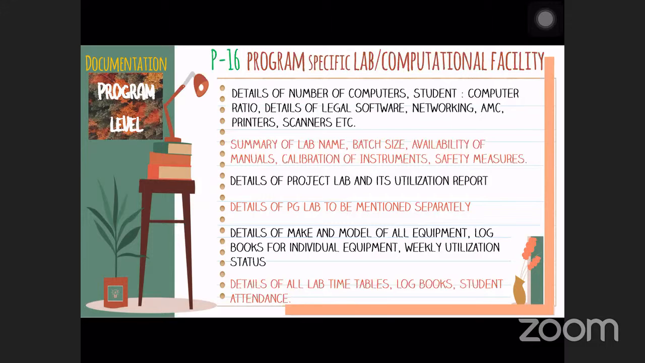Needless to say that there will be a number of equipments in the laboratory. We have to have a list of all such equipments, their make, their model, right? The logbook of individual equipment. The logbook will basically show us the utilization of that particular equipment. So keeping the logbooks is so important, and along with that, keeping the weekly utilization status reports in this file would greatly help.